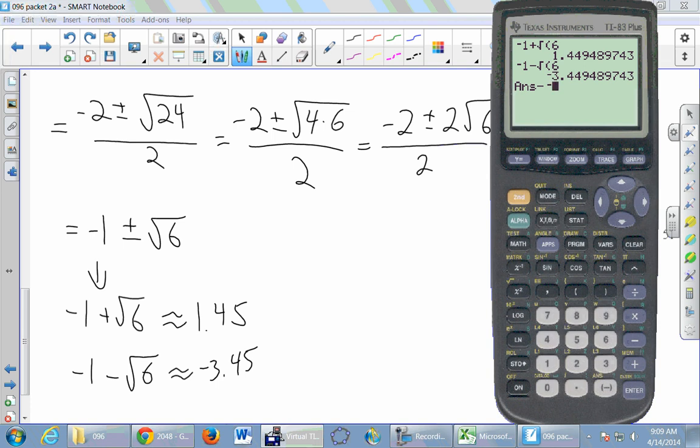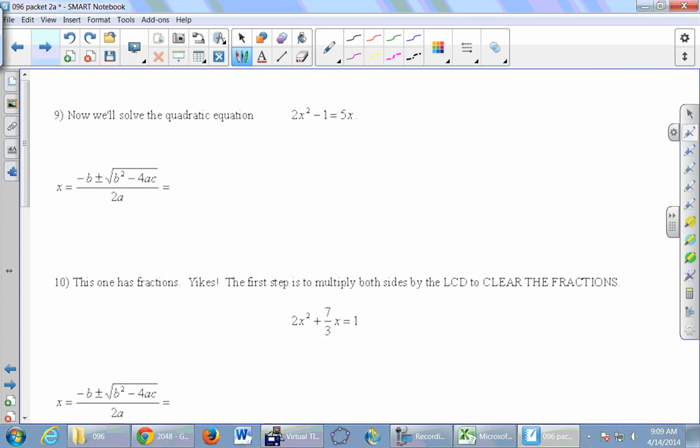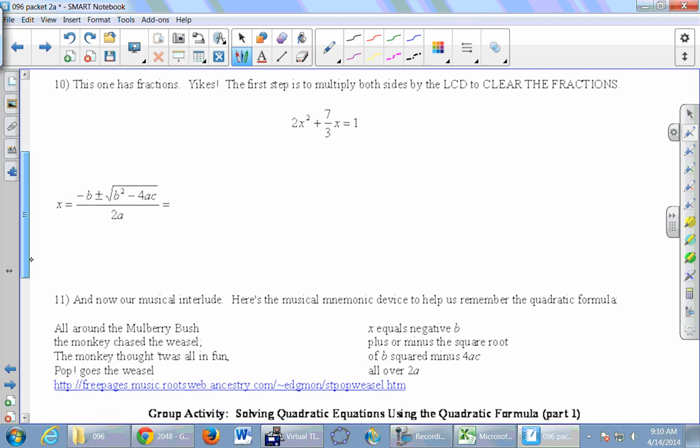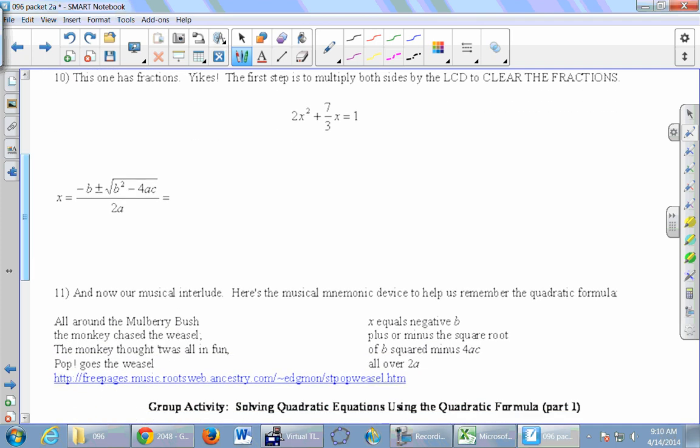Okay, so that's this one. Next page. We're going to skip over number 9. Let's jump to the hardest one here. It's number 10. Did that fix it? Good.